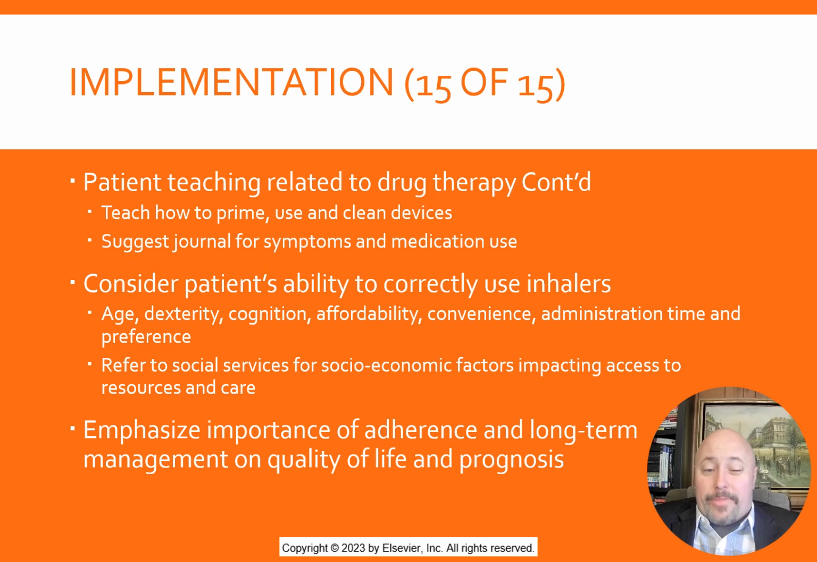Also, things to think about would be teaching the patient how to prime, use, and clean devices. Suggest a journal for symptoms and medication use to identify patterns. And consider the patient's ability to correctly use inhalers, such as their age, dexterity, cognition, affordability, convenience, administration time, and preference. And refer to social services for socioeconomic factors impacting their access to resources and care.